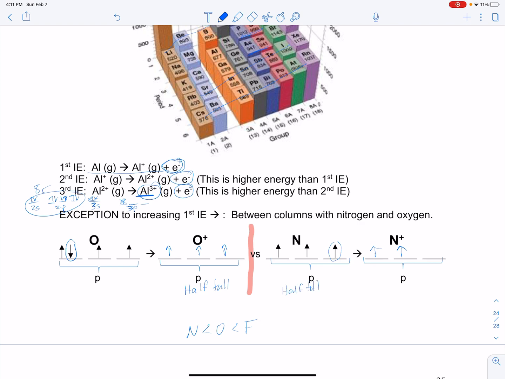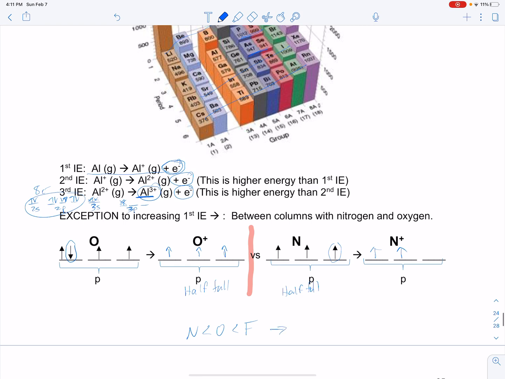So the reason that this changes order and it becomes ONF is because when you do ionization energy, this one becomes half full, and this one stops being half filled. So this is becoming more stable, and this one is becoming less stable.